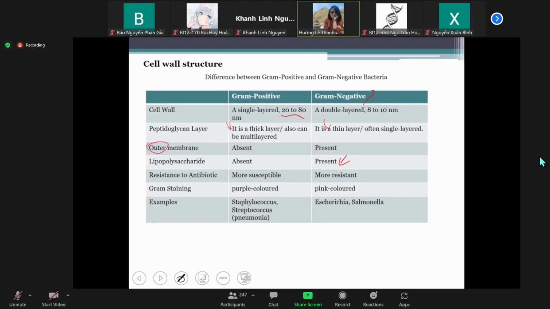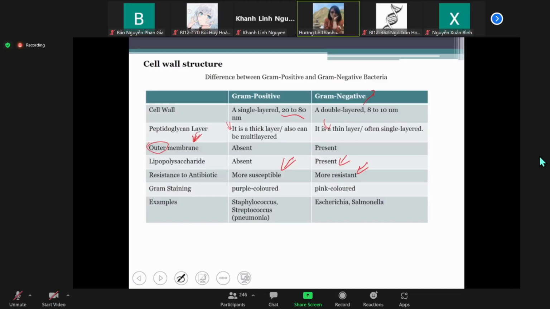the antibiotics. So if you get a disease caused by gram positive bacteria, it means you have more chance to be cured than with the gram negative. So it's hard to kill the gram negative because they have the outer membrane. Okay.